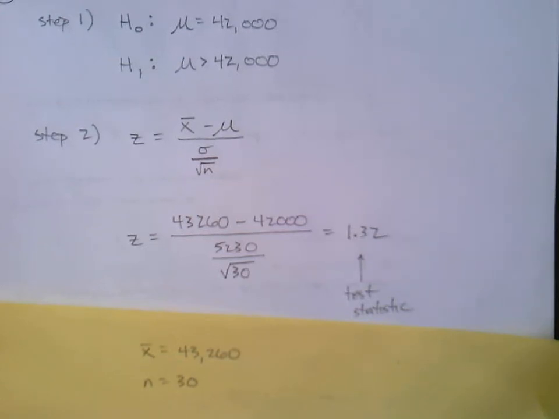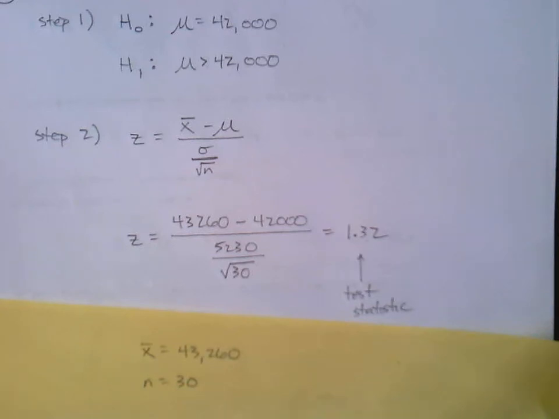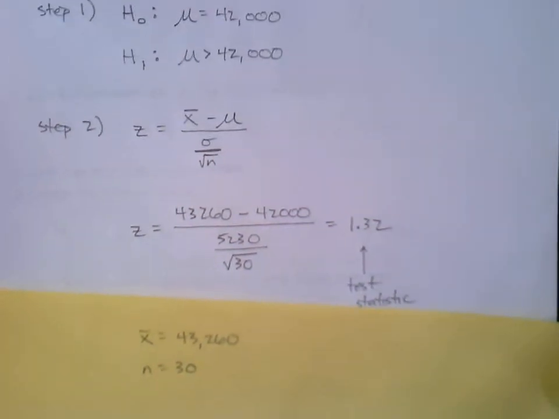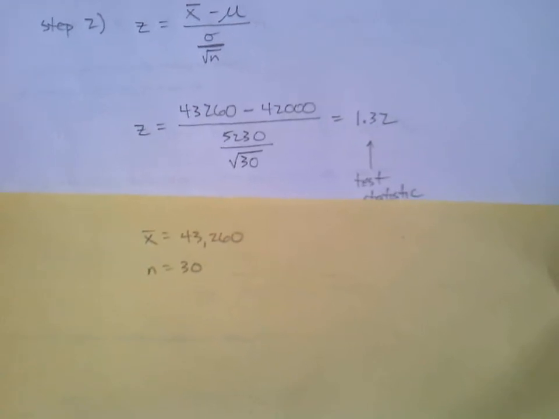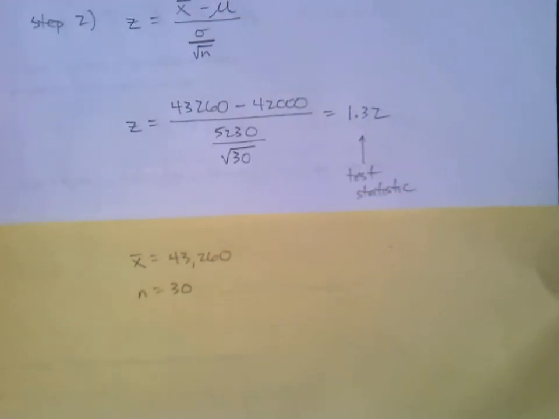Step 3, find the p-value. All right, so the p-value is simply the probability that comes from this z-score. Same way we did it before. We're just giving things new names. Some students get frustrated with that. Other students are like, oh, great, it's actually something that I already know.